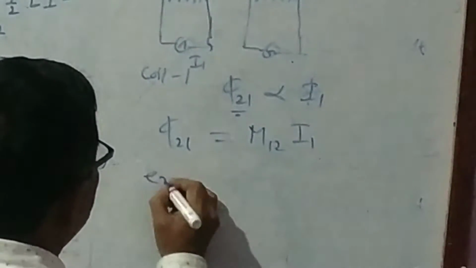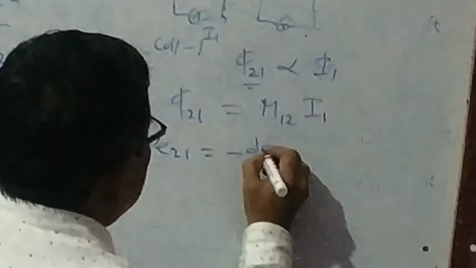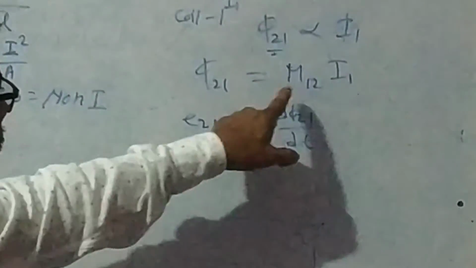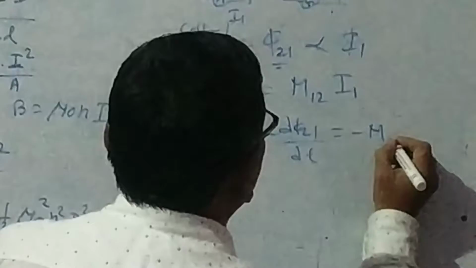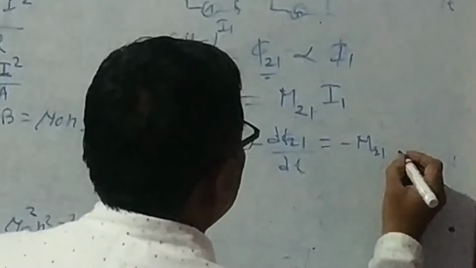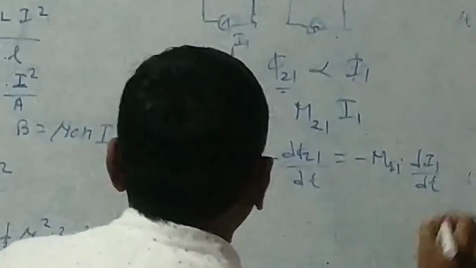The induced EMF E12 is equal to minus d phi12 upon dt. Putting in the value of phi12, it is minus M21 into dI1 by dt. This is the induced EMF in the second coil due to the change in current in the first coil.